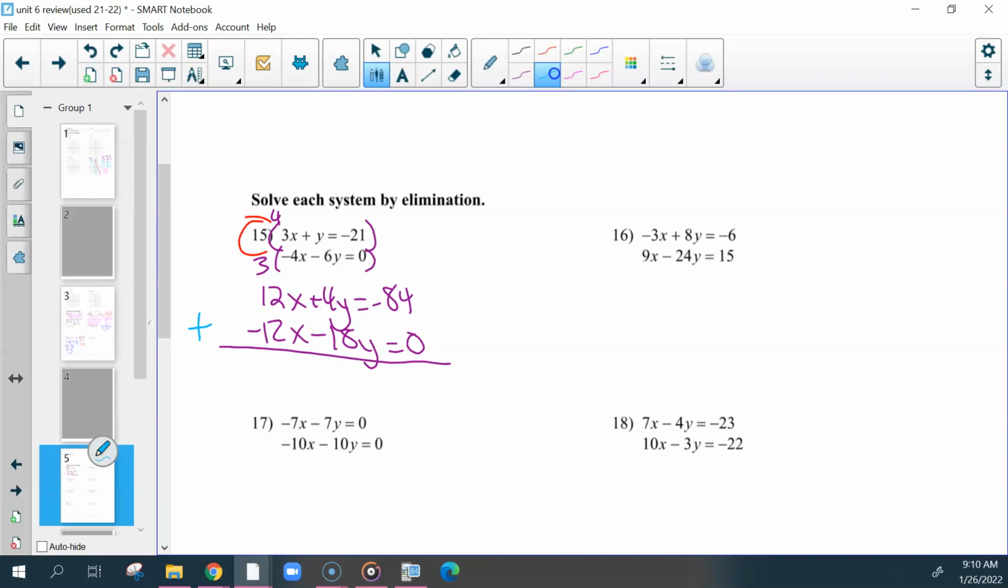Right here, if we add these two together, these become 0. 4 plus a negative 18 is the same thing as 4 minus 18, so negative 14y. Negative 84 plus 0 is still just negative 84. Divide that, tell me what y is. Positive 6.